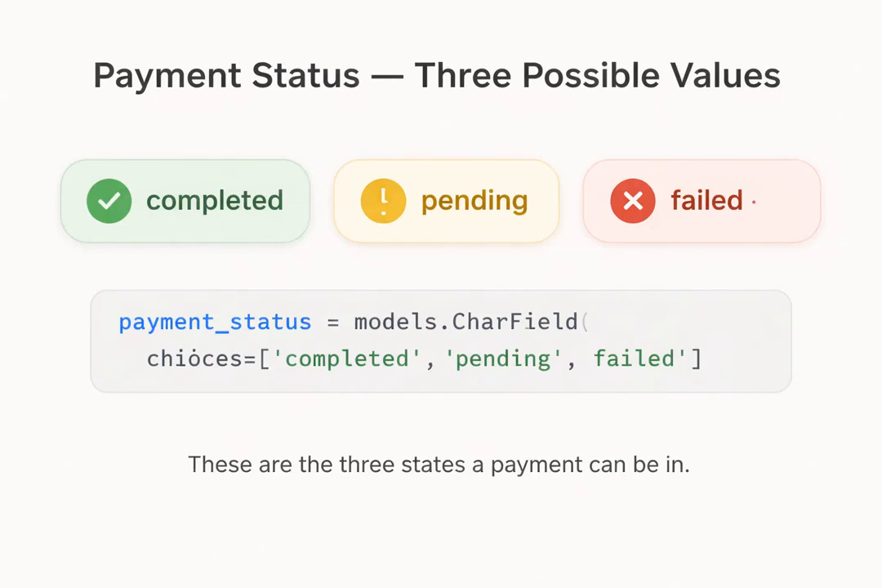For payment status, we have exactly three possible values: completed, pending, and failed. Completed means the user has successfully paid through Culti. Pending means the payment hasn't gone through yet, maybe they started the checkout but didn't finish. And failed means the payment attempt was made but something went wrong. These three states cover every scenario a payment can be in.